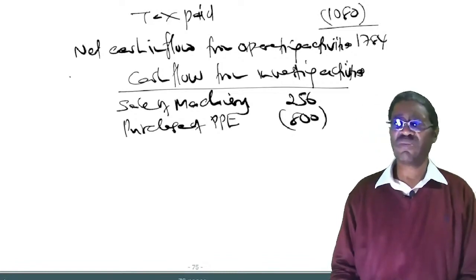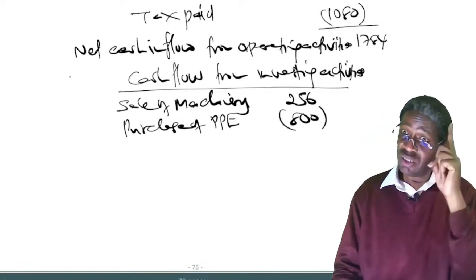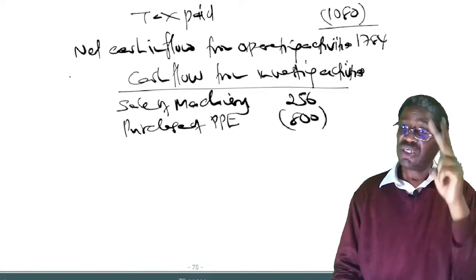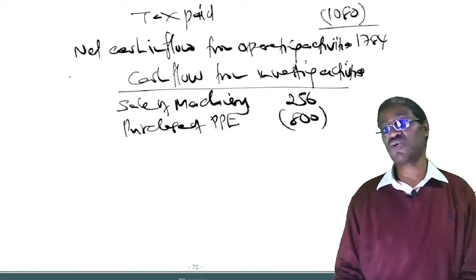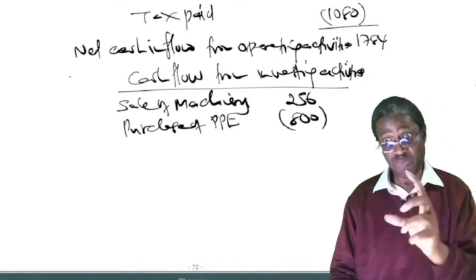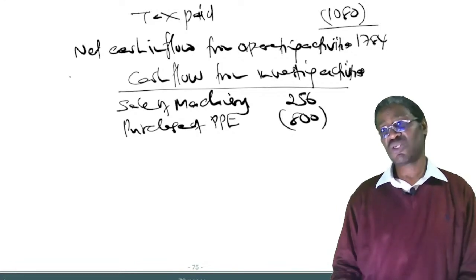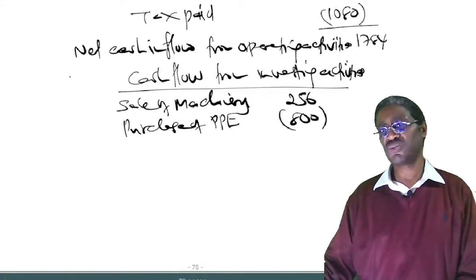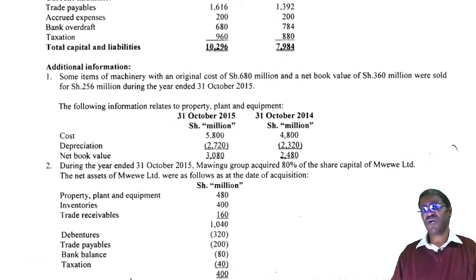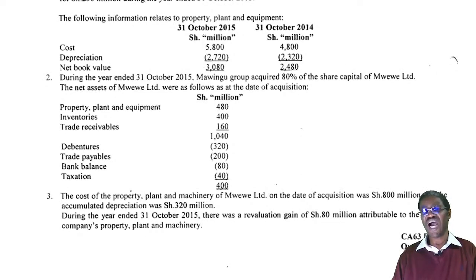Let's go to number three, number two, number one. There was a disposal. And two, we prepared the account called property, plant and equipment. That was from note number one. What about note two? What was it about? Note number two, and I want you to listen carefully there. We acquired a subsidiary company.